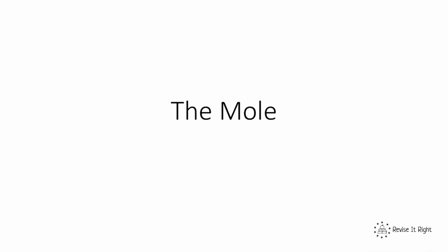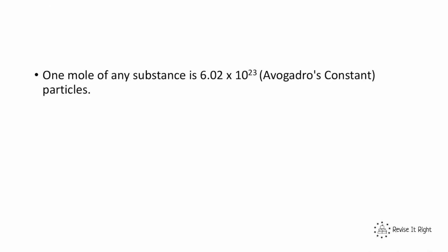This video is about the mole. So 1 mole of any substance is 6.02 times 10 to the power of 23 particles. And we call this number here Avogadro's constant. Now that's quite a large number to get your head around, and it really is a large number. But all you need to be aware about is that 1 mole of any substance is this number of particles.